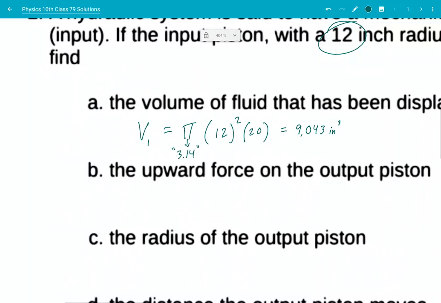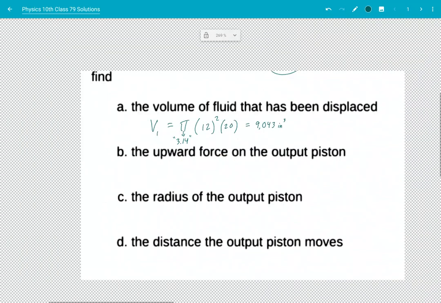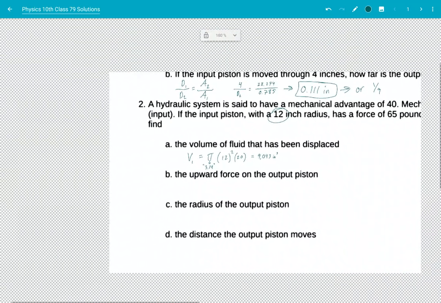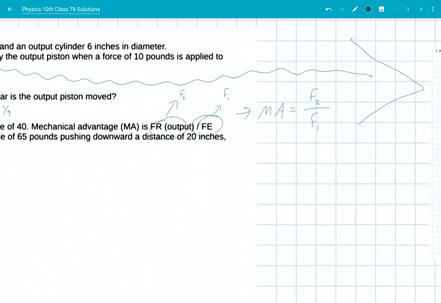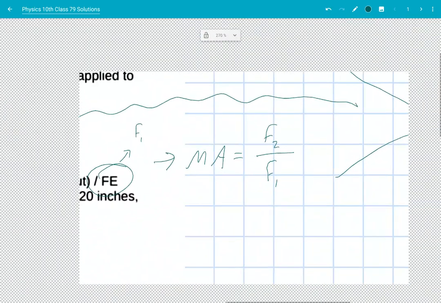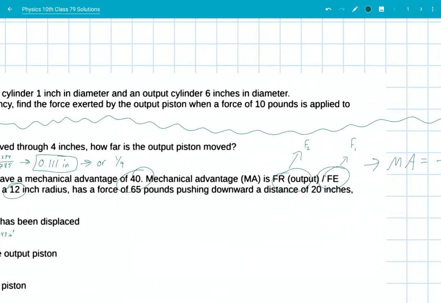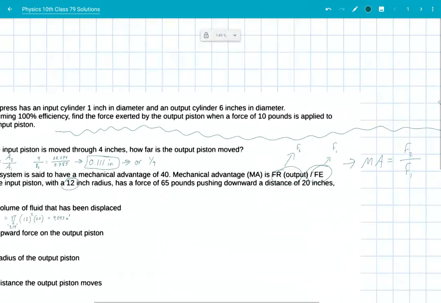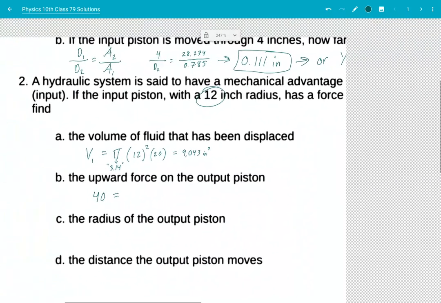All right, 2B. Next, we need to find the upward force on the output piston. That's referring to F2. I think that 2B is probably the easiest problem because we can use this formula that we just talked about. The MA equals F2 over F1, because we know that MA, mechanical advantage, is 40, and we know F1 is 65, so we can use that formula to find F2. So 40 equals, I think I said 65. Yeah.